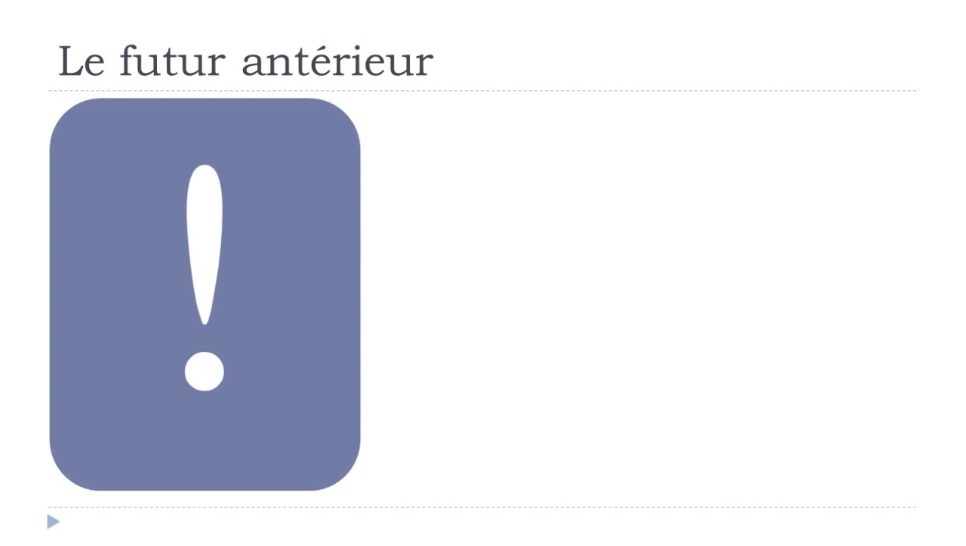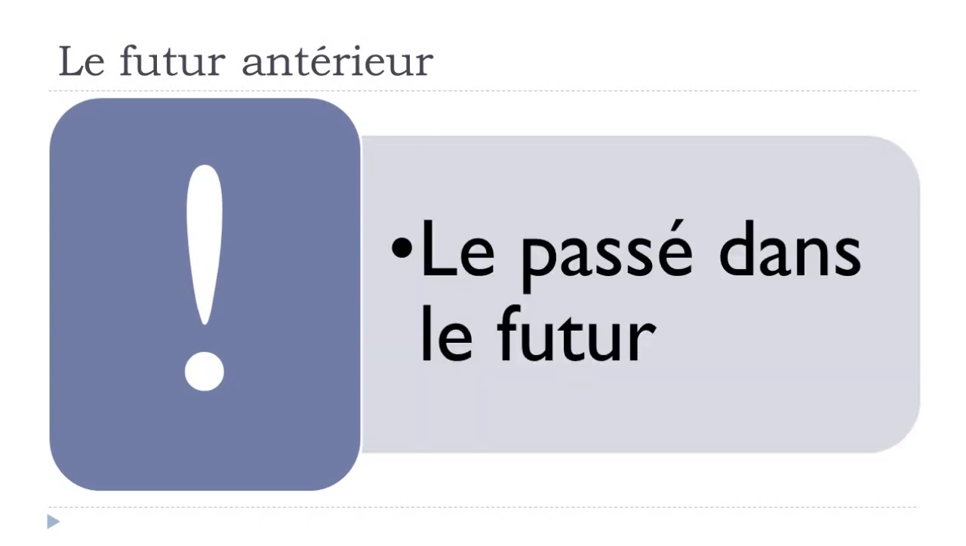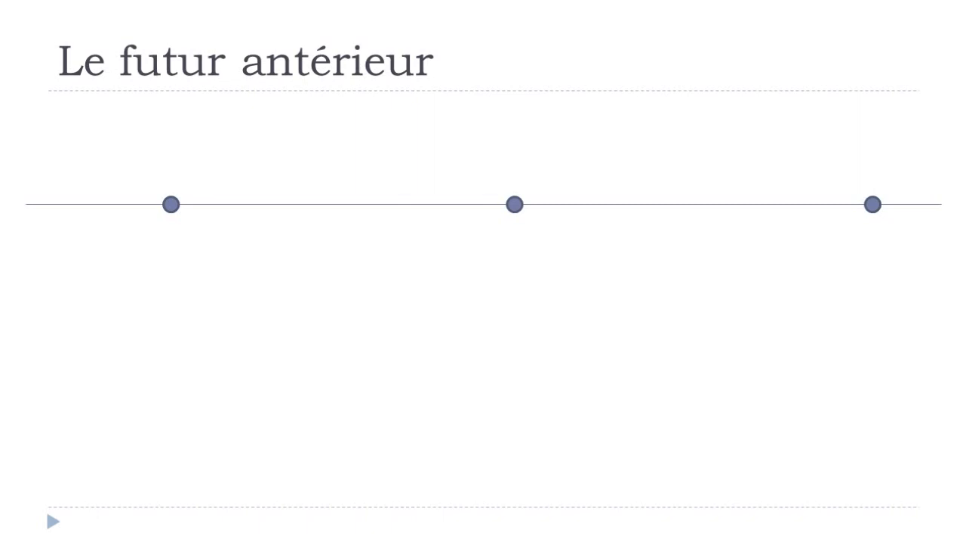So the first part will be l'utilisation, when do we use it. The main, or well, the only concept of this futur antérieur is that it will be used to express what we call le passé dans le futur. So the past in the future. I know it might sound a bit strange, but still it does exist in other languages, for instance English. So you will see that if you compare it to English, it's almost the same thing and the same construction.